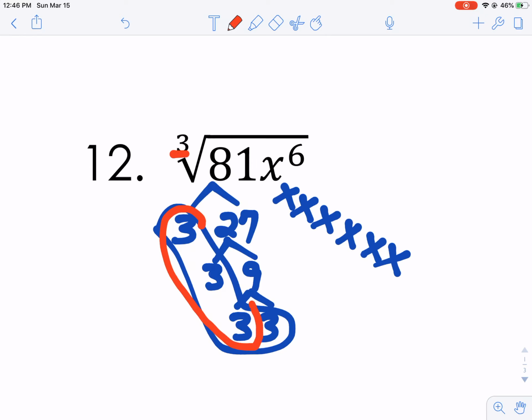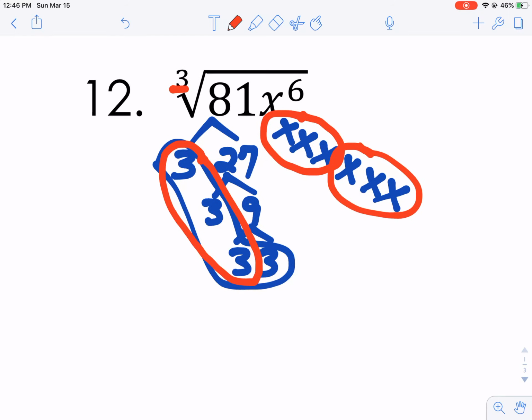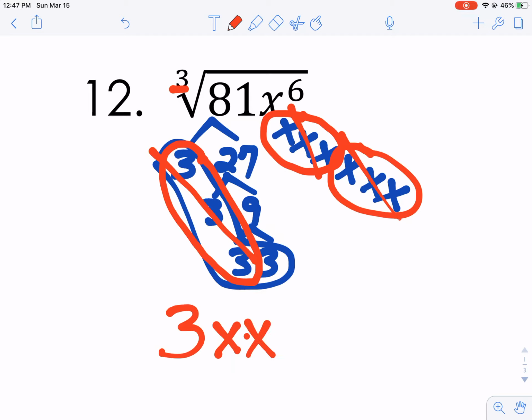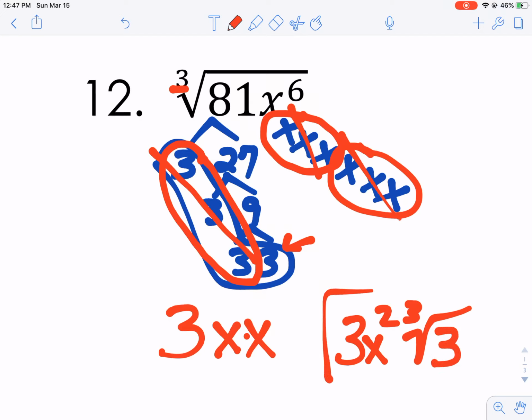So I circle my 3 3's. Here's a group of 3 x's. Here's another group of 3 x's. Every group of 3, 1 comes out. So cross these guys out, and I get a 3. Cross those out, and I get an x. Cross those out, I get another x. So that makes a 3x squared when I multiply them together. And then I still got this little guy in my hockey stick, so I write cube root, don't forget the little index of 3. Final simplification.